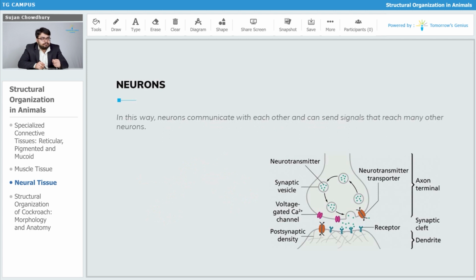In this way, neurons communicate with each other and can send signals that reach many other neurons. So definitely, neurons work to help the nervous tissue function properly with the help of neurotransmitter molecules, which are chemical substances produced by the presynaptic neuron, and they travel to the postsynaptic neuron to elicit an impulse.